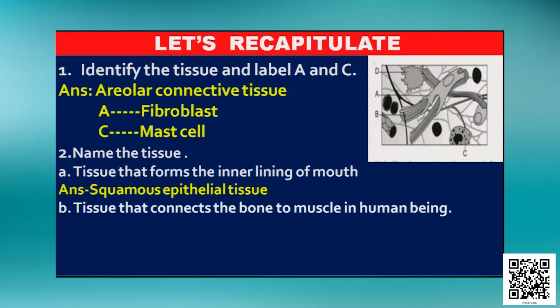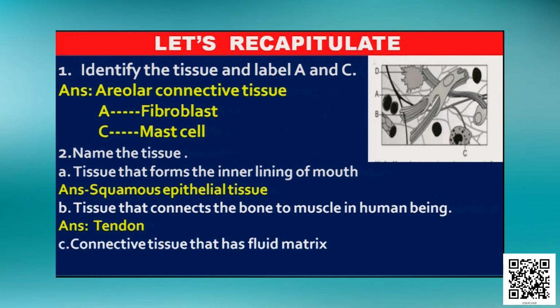Second bit, the tissue that connects the bone to muscle in human being. You have to name it. Which tissue connects the bone to the muscle in human being? Yes, it is tendon. The third, which connective tissue has fluid matrix? Just now you learnt. So, it's blood. Okay.